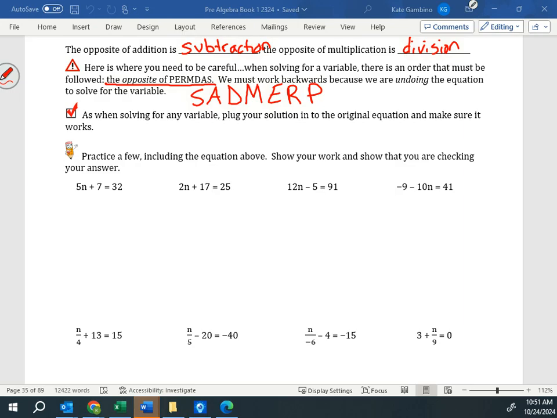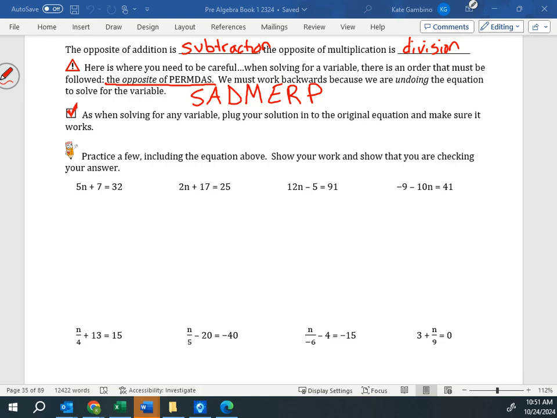We must work backwards because we are undoing the equation to solve for the variable. So because we're doing opposite operations, we're doing opposite order for the order of operations. I'm going to show you what that means. But the big thing to remember on this objective is that we do SADMEP. We don't do PERMDAS. It's the same thing where you look at the level. Subtracting and adding are on the same level. We do either of those first.